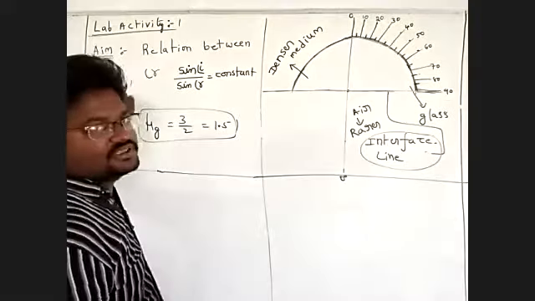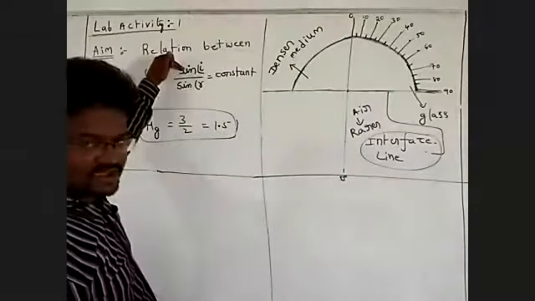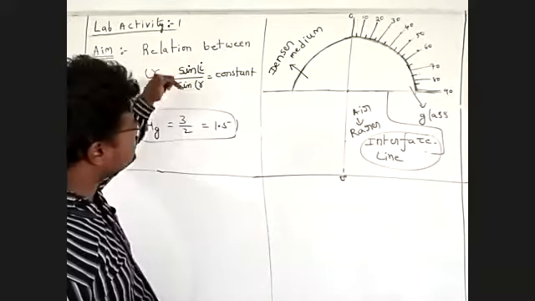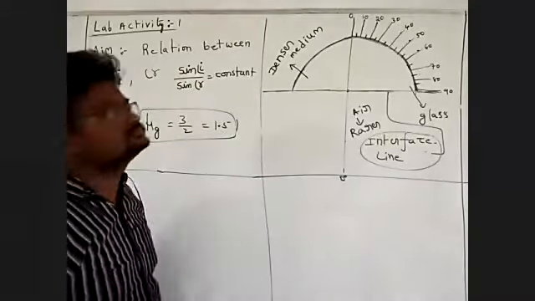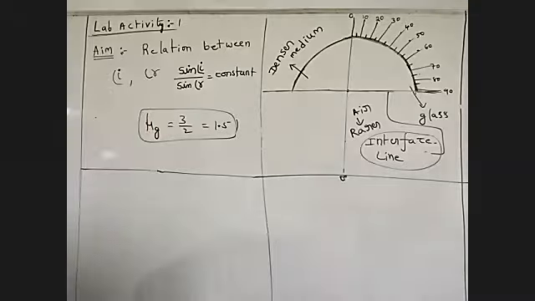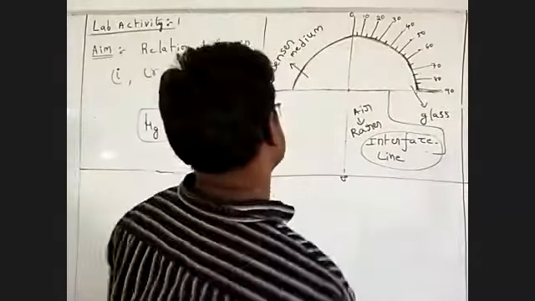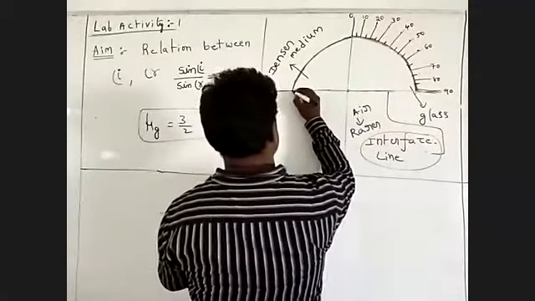What I'm going to show in this activity is the relation between angle of I and angle of R, and that sin I by sin R is equal to a constant. I'm showing this. Now this is the denser medium, this is the rarer. Now you will see what will happen in this situation.